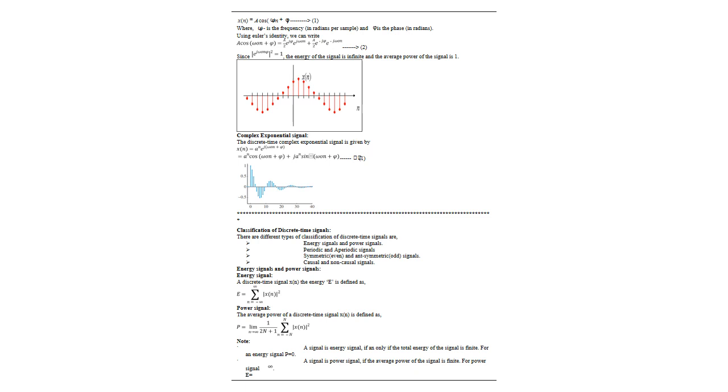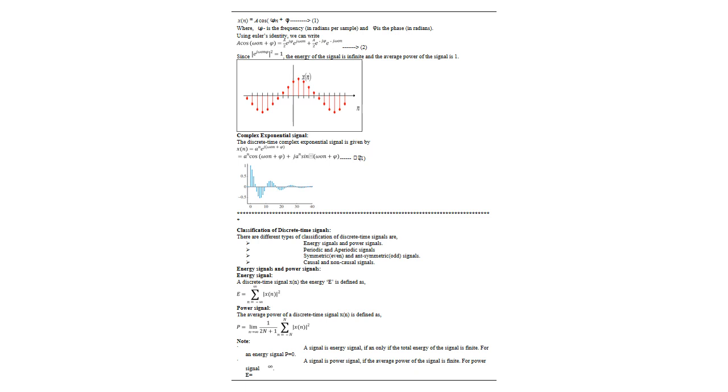Next is the complex exponential signal. The discrete time complex exponential signal will be given by x of n is equal to a to the power of n e to the power of j omega naught n plus phi. So that is a power n cos of omega naught n plus phi, plus j a power n sin of omega naught n plus phi.